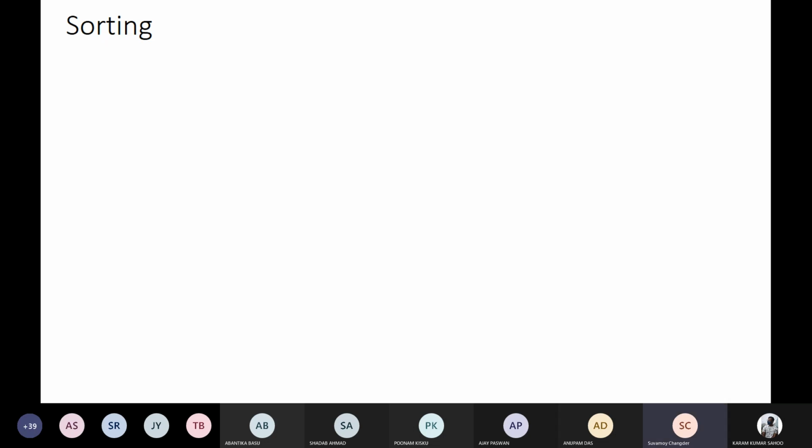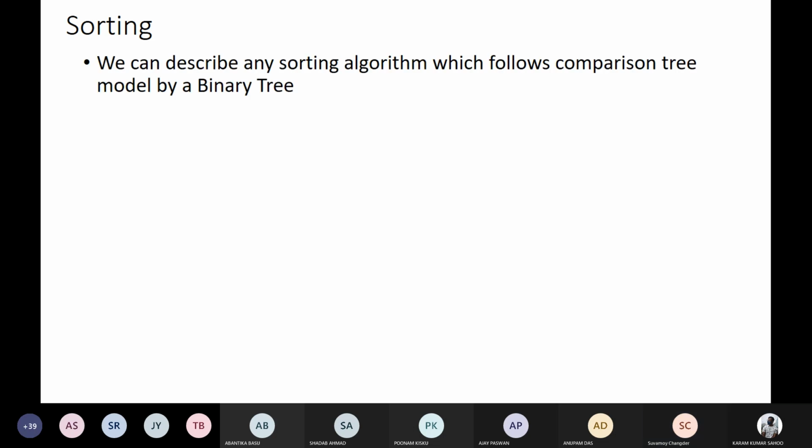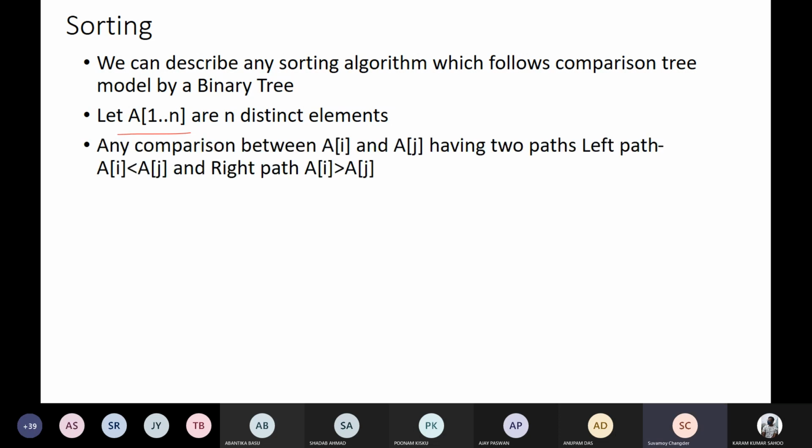Just like searching, we will describe the sorting algorithm in a comparison based tree, or we will try to represent this in a comparison tree model, by following this method. Let n number of elements be given, and again we are considering distinct elements, and we have to sort this. Now how do we do the comparison?